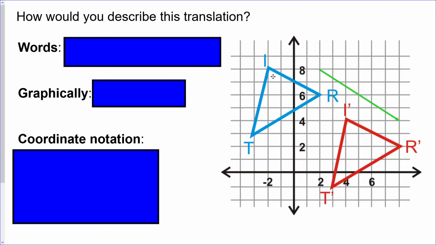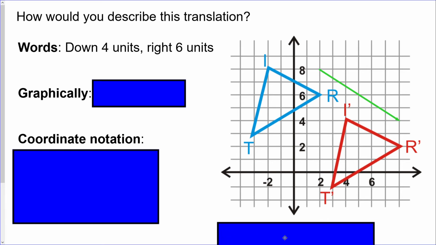So on the chart on the side there, you can see that there's a translation. I believe I've included this in your note. The blue triangle has moved to where the red triangle is, and there are a few ways typically used to describe that translation. One way is words. You could say that it moved down 4 units and right 6 units. If you look at point I here, if we go down 4 units and then right 6 units, you get to where I prime is. So that's the new location for I. The same thing would happen to go from T to T prime and R to R prime.